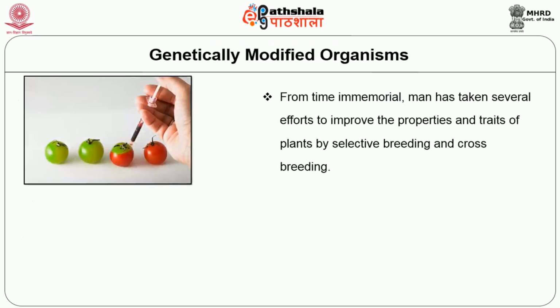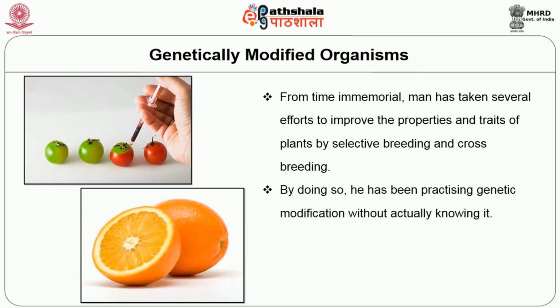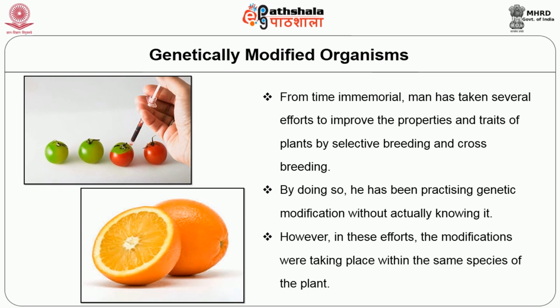From time immemorial, man has taken several efforts to improve the properties and the traits of plants by selective breeding and crossbreeding. By doing so, he has been practicing genetic modification without actually knowing it. However, in these efforts, the modifications were taking place within the same species of the plant.